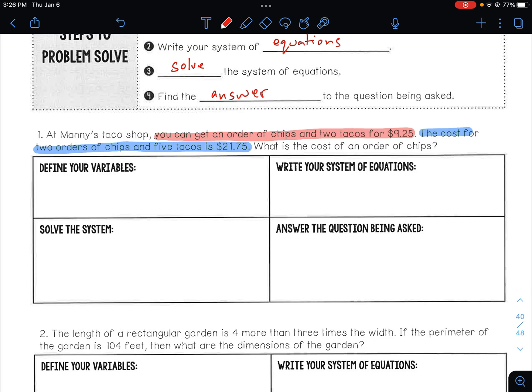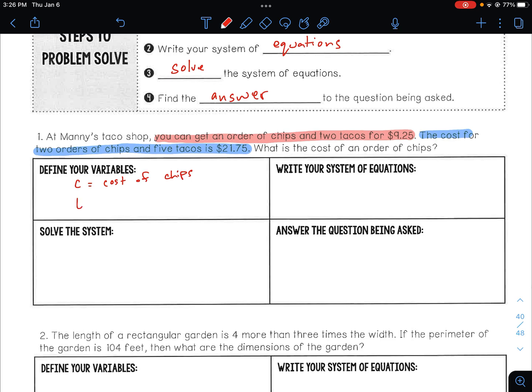I'm going to need 2 variables for this. You can use x and y, or you can use t and c for tacos and chips. I'm actually going to use C as my cost of chips. Now, be specific. It's not the number of chips you buy, but the cost of the chips. And then T is going to be the cost of the tacos.